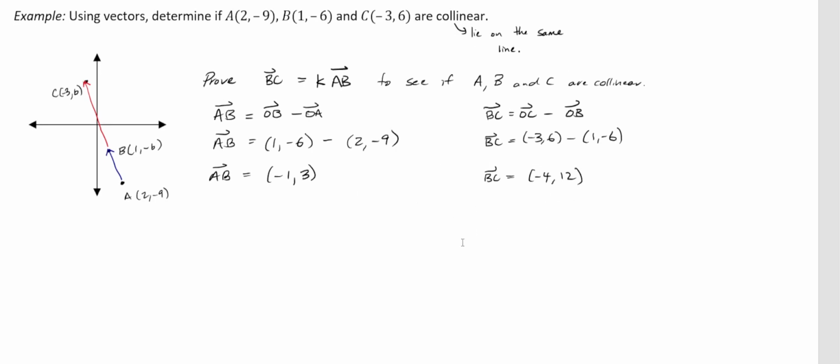All right, so I need to take a look at this right here. I can see that to get BC, I can multiply AB times 4. So BC is just AB, but multiplied by 4. So therefore, BC is just 4AB. And so now I have proven that BC is just 4 times vector AB. And if BC is just 4 times vector AB, well then they have to point in the same direction. BC just has a larger magnitude, right? So these 3 points are in fact collinear. So therefore A, B, and C are all on the same line.